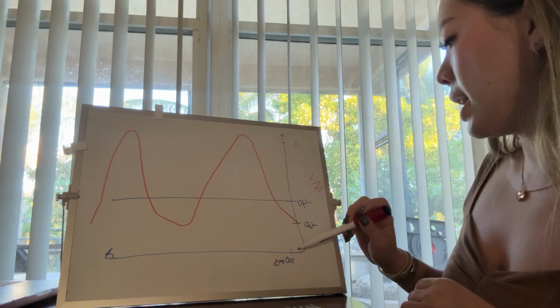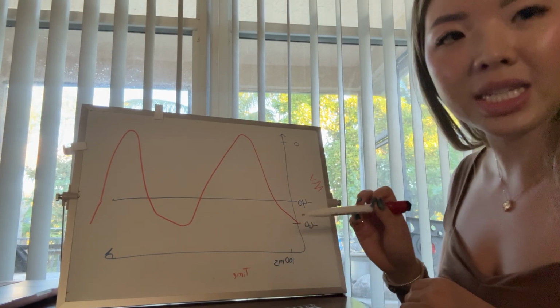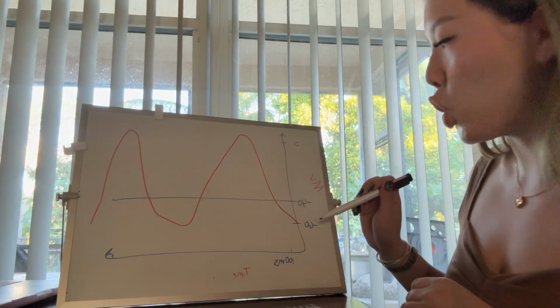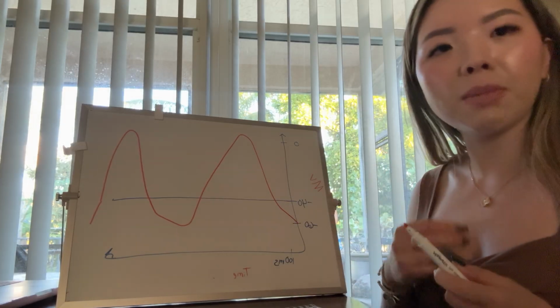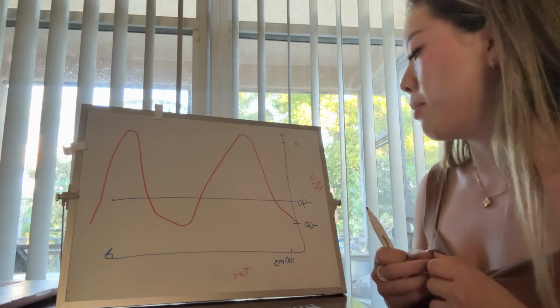On the x-axis, we have it in time, and the unit will be in milliseconds. And then on the y-axis will be the membrane potential in millivolts. Why we have it in milliseconds and millivolts is because each heartbeat occurs at a very rapid pace.